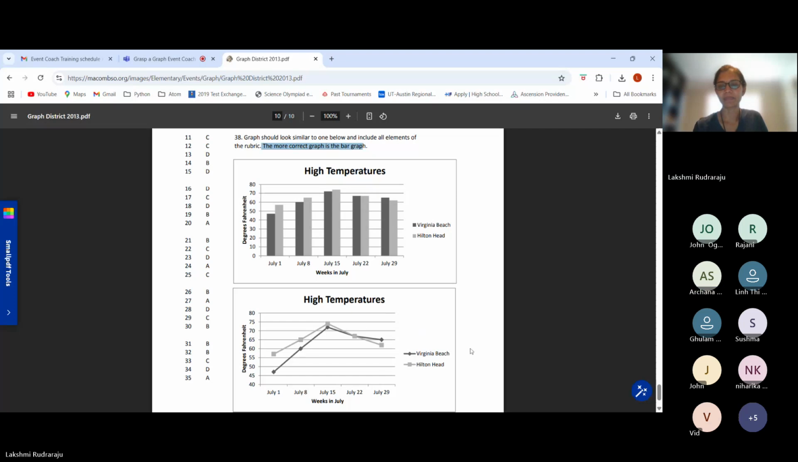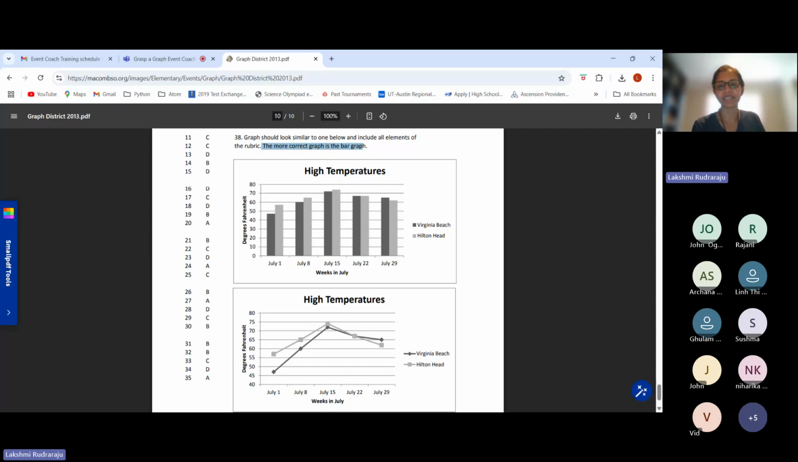Okay. So if the details like the x-axis name, y-axis name, graph title, and key names are all the same, but one kid uses the bar graph and one uses the line graph, how do you score them?